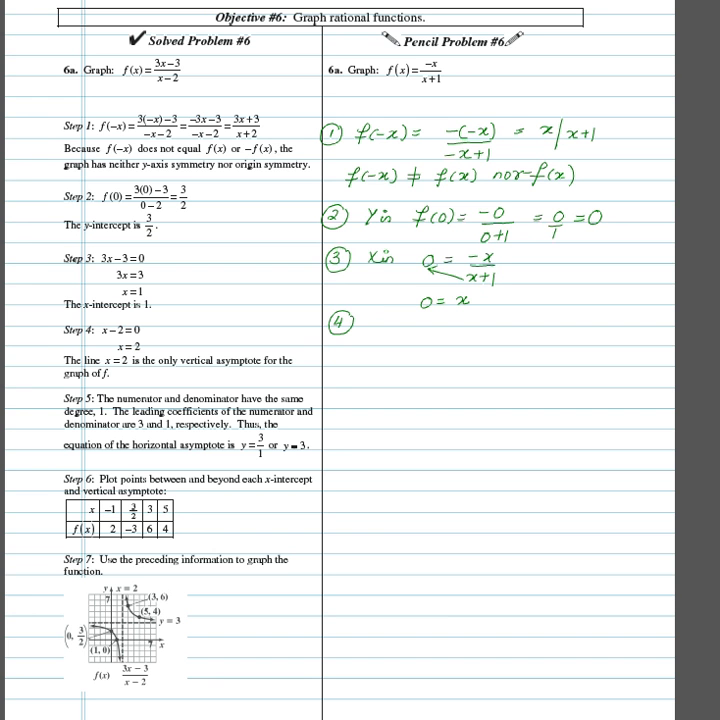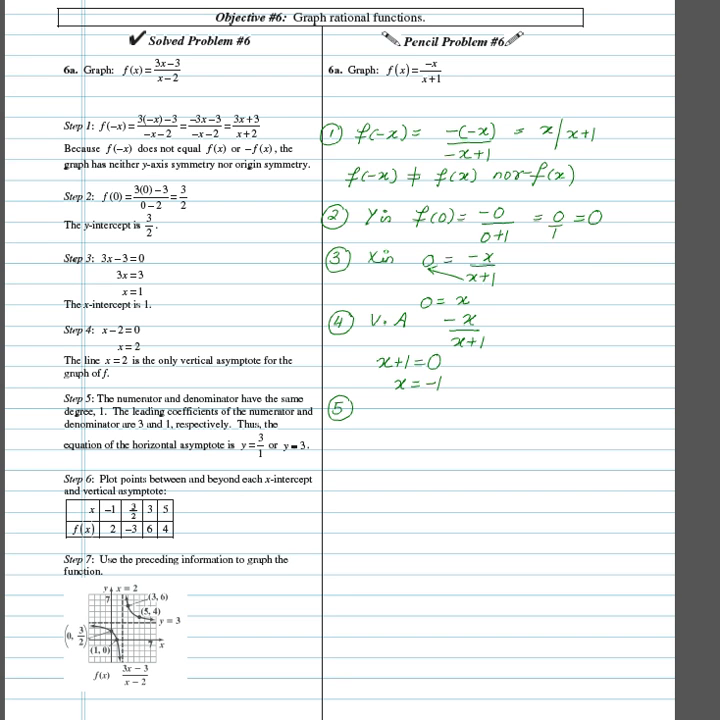My step 4 is to find the vertical asymptote. How do I find the vertical asymptote? I'm going to simplify the function first. That's my first step. In this case, I cannot simplify the function. So I'm going to set the denominator of this function equal to 0. So that is simply going to be x plus 1 equal to 0. So my x is equal to -1.